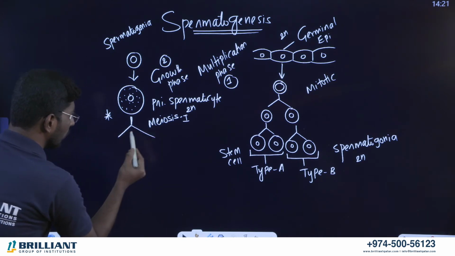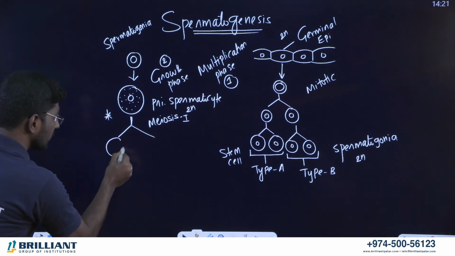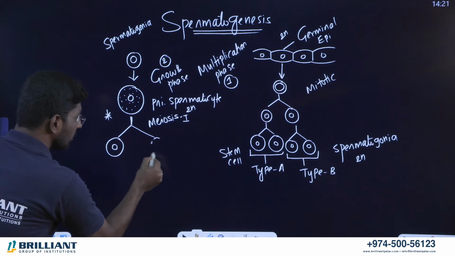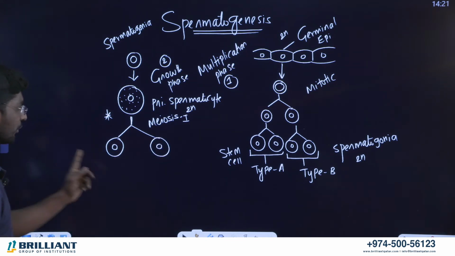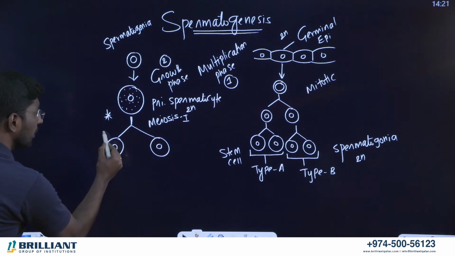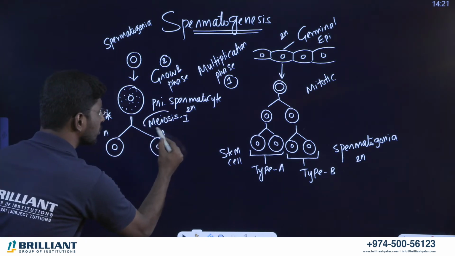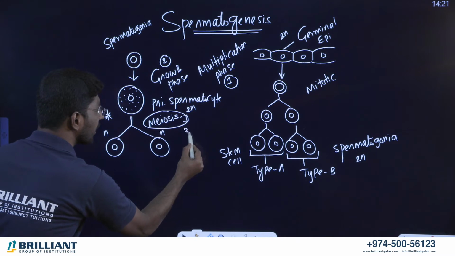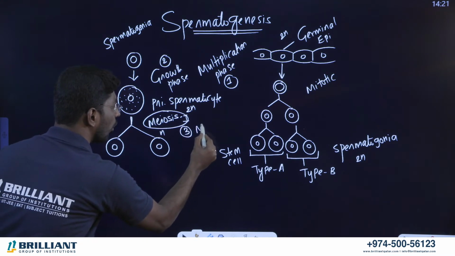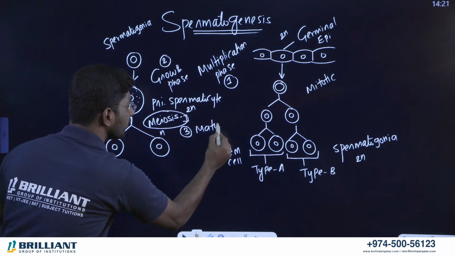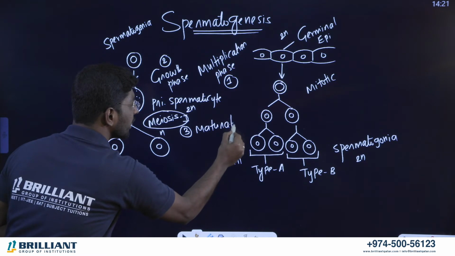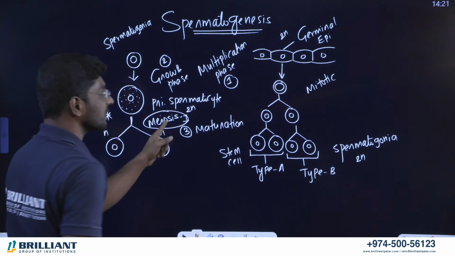Two haploid cells will form. This is one cell and this is another cell. These two haploid cells will form. Sir, why are they haploid cells? Because look here, it is a meiosis division, student. This is the third phase. The third phase is called the maturation phase. Maturation is nothing but meiosis division.